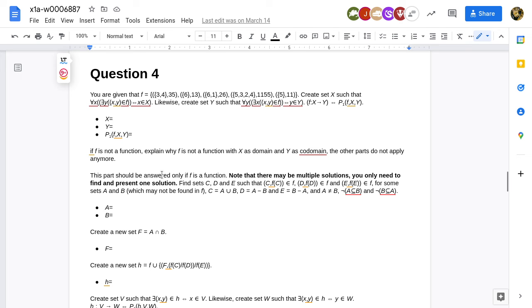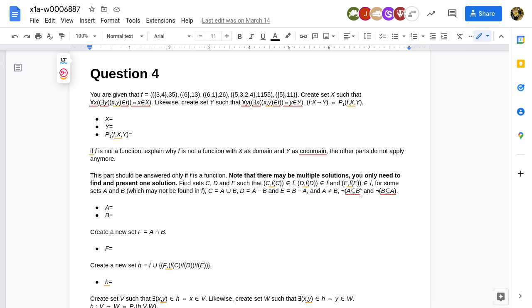This part should be answered only if f is a function. It is a function. We'll find sets C, D, and E such that C, D, and E have to meet these requirements. And also for some A, B, C is the union of A and B, D is the difference between A and B, E is the difference between B and A, and A and B cannot be the same, A and B cannot be subsets of each other. Okay, so based on these constraints, how do we get started?